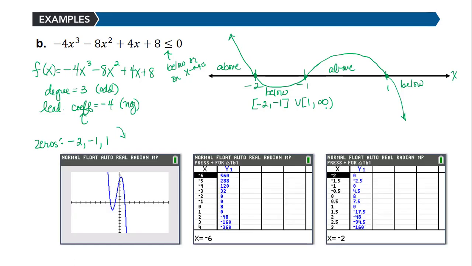Now, if I wanted to graph it on my calculator and see the exact shape, I can certainly do that, but I get the same shape, right? That it's above to the left of -2, below between -2 and -1, above between -1 and 1, and then below to the right of 1. And I can also use my table to determine, if I need to, the sign of the y value in each of those intervals.